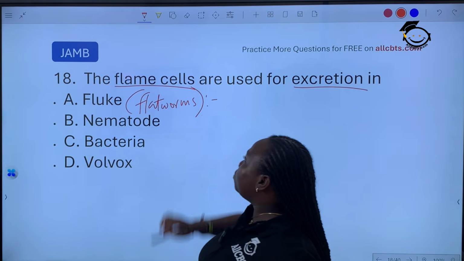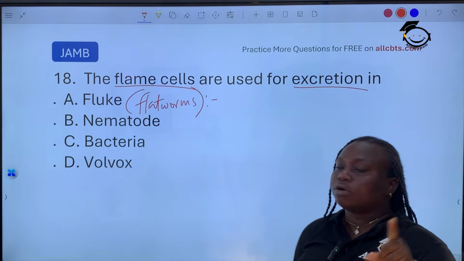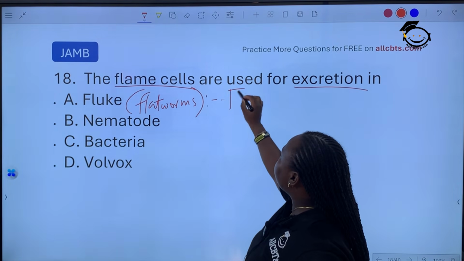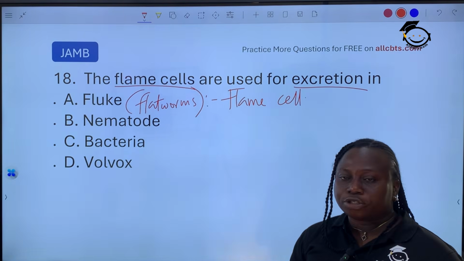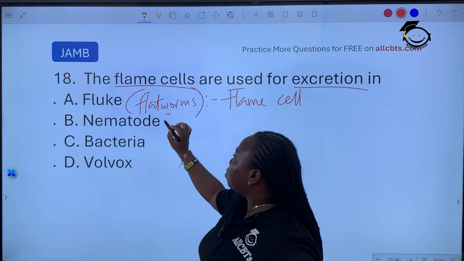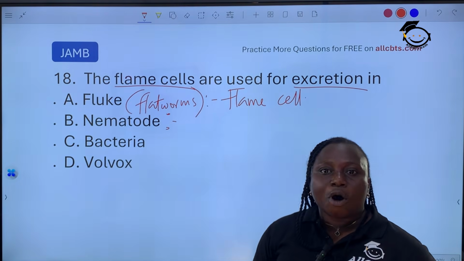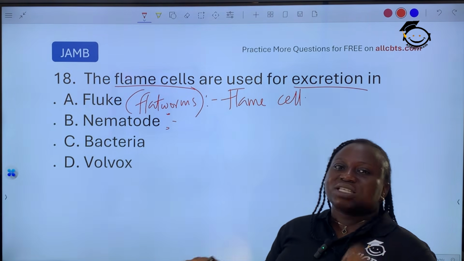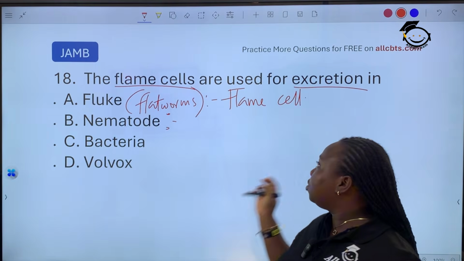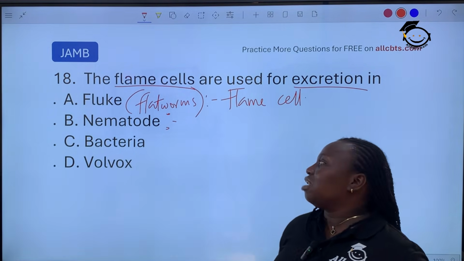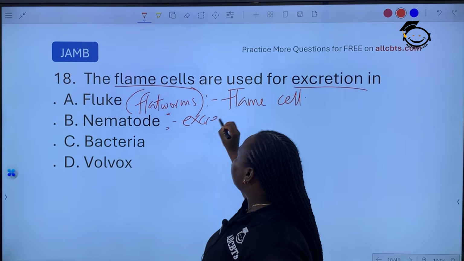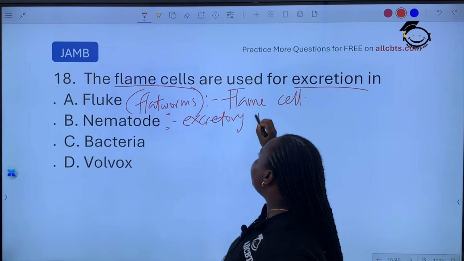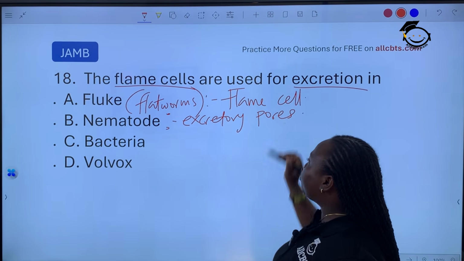And these flatworms use what is called flame cells for their excretion. Now, nematodes have excretory pores. They don't really have a specific cell or a specific organelle that they use. They just have excretory pores, that's openings on their body that they use for excretion.